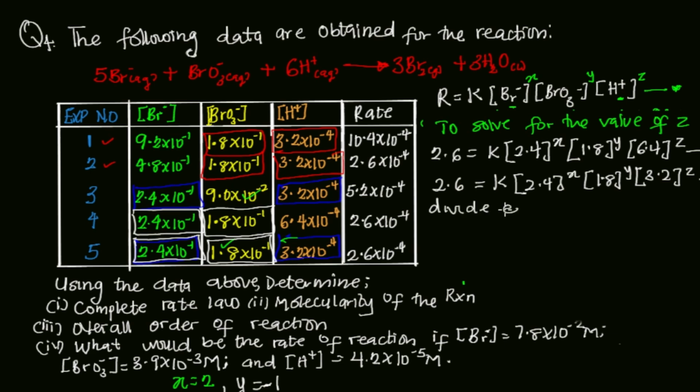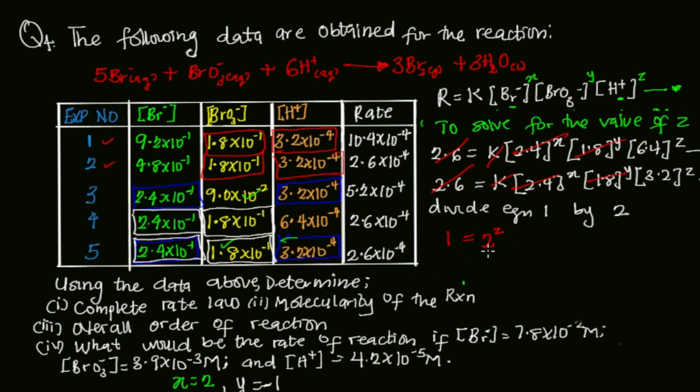Divide equation 1 by 2. And by doing so, some terms here will cancel out. So this and this will actually result to 1 equals to, this K will cancel out, this as well will cancel out, and this and this are going to cancel out. So I'm going to have 6.4 divided by 3.2, and that should give me 2. So I'm going to have 2 raised to the power of Z. So I have to deal with this.